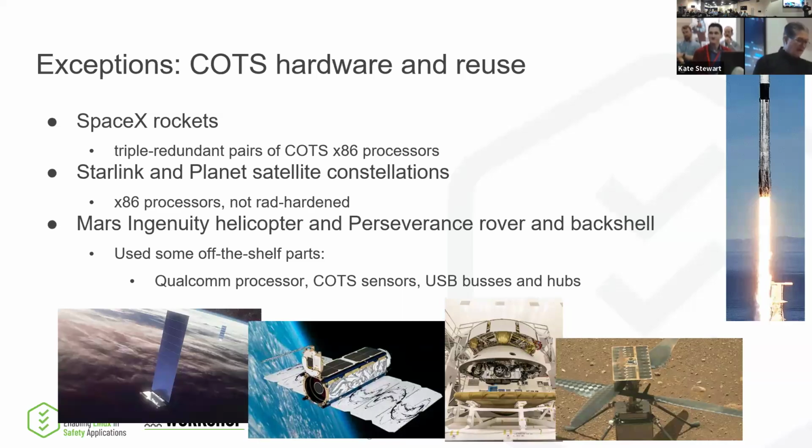Starlink and Planet satellite constellations are using x86, and to my knowledge, they're using COTS processors, not rad hardened. The Mars Ingenuity helicopter and the Perseverance rover and back shell used some off-the-shelf parts. They actually went to SparkFun for some of their sensors. So they're getting the same thing into space missions that an amateur can buy off the internet, which is pretty cool.